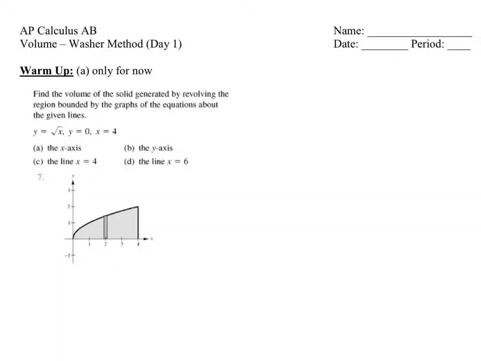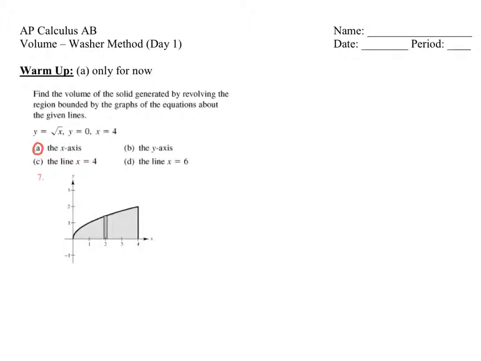All right, so before we get to the washer method, let's take a quick minute here. We're going to do just part A of this for right now. What we're going to do is find the volume of the solid generated by revolving y equals the square root of x, from 0 to 4 around the x-axis.